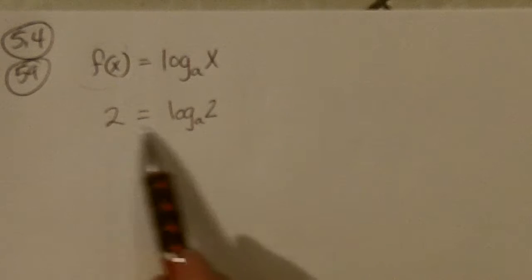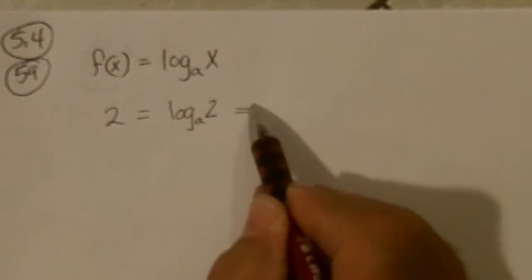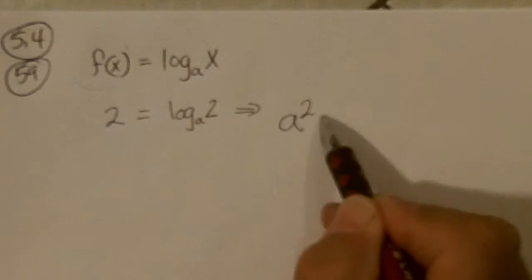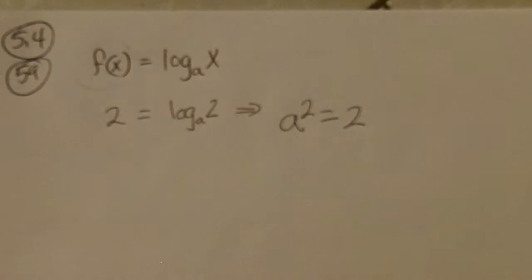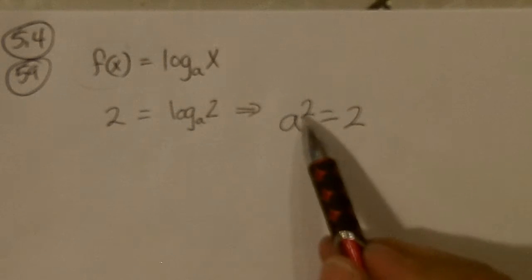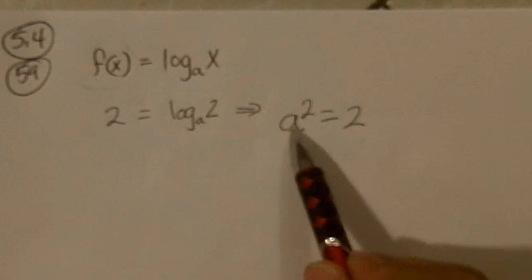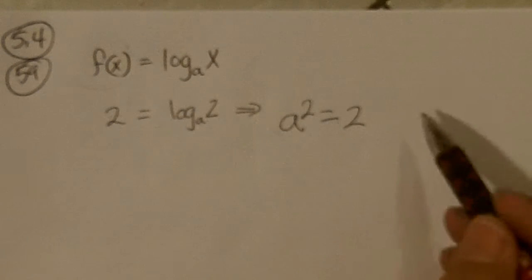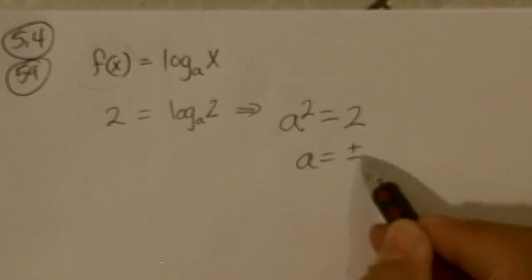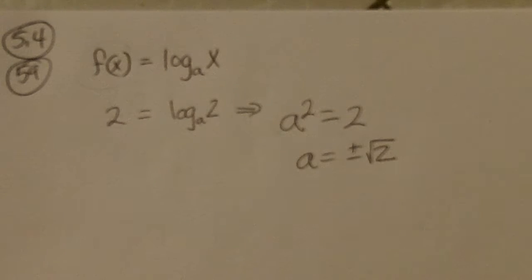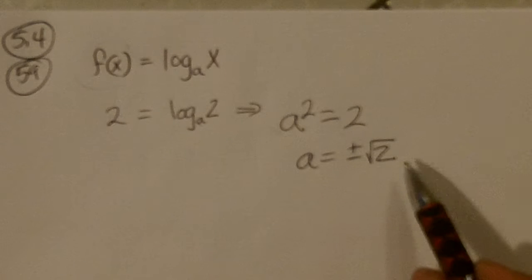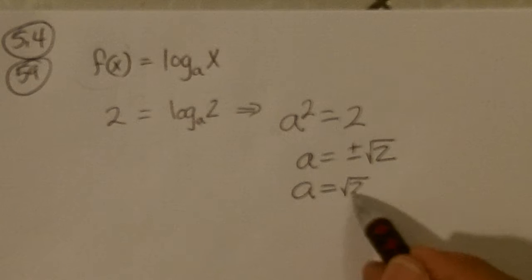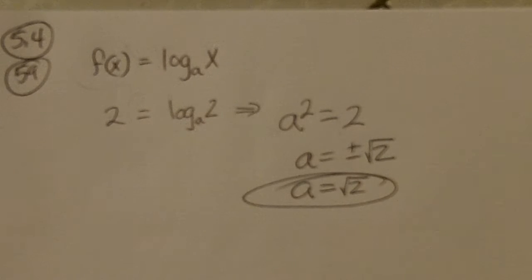So if I change this back to a power equation, this says a to the 2 is 2. Now to get rid of the 2 on the a, to find out what a is, I'd have to take the square root of both sides. So a would have to be plus or minus the square root of 2, but the base can never be negative, so a equals square root of 2.